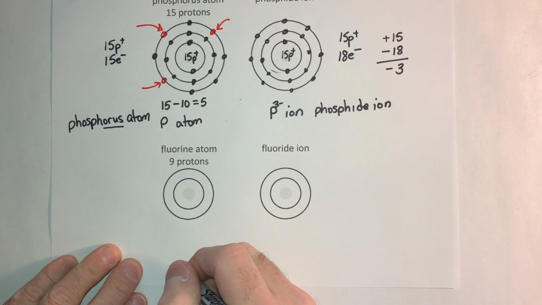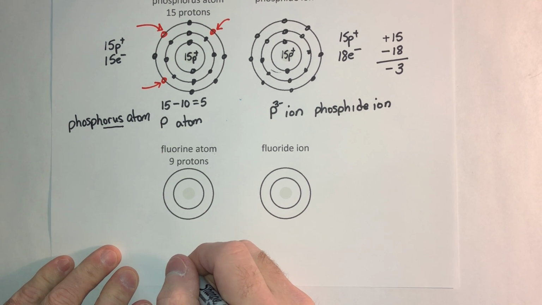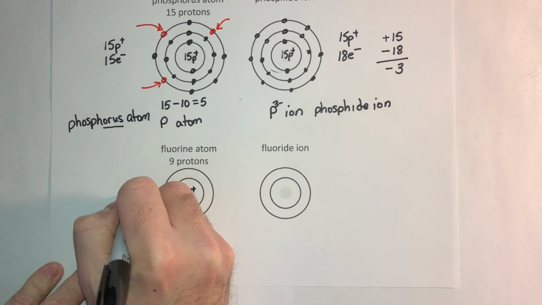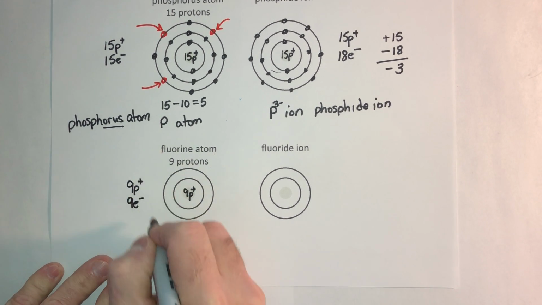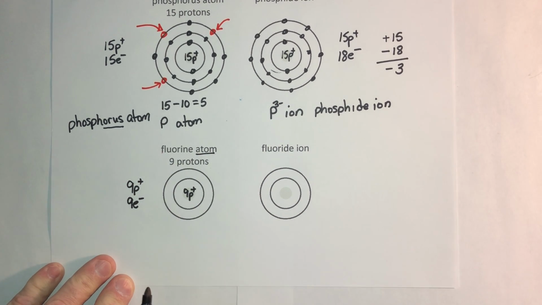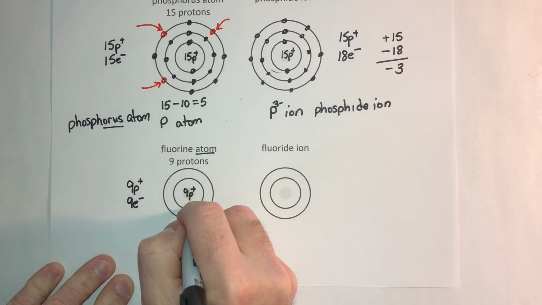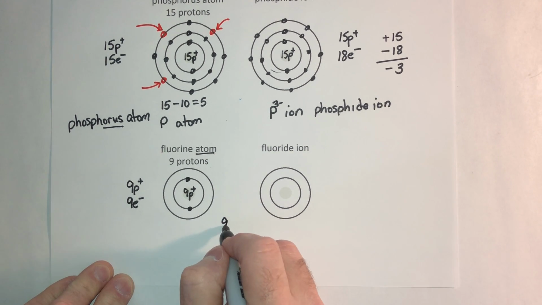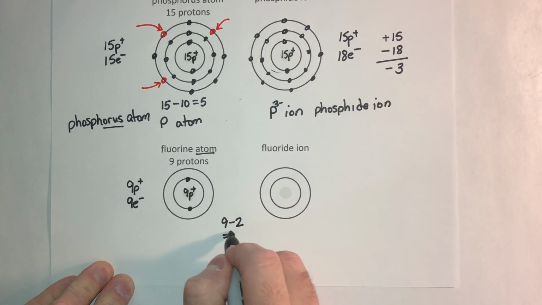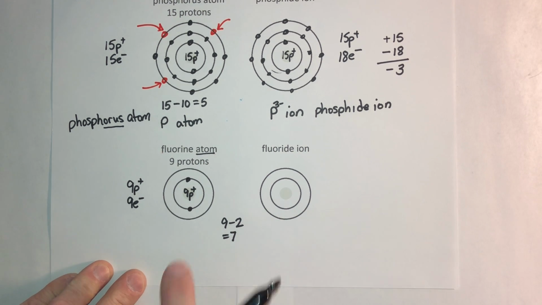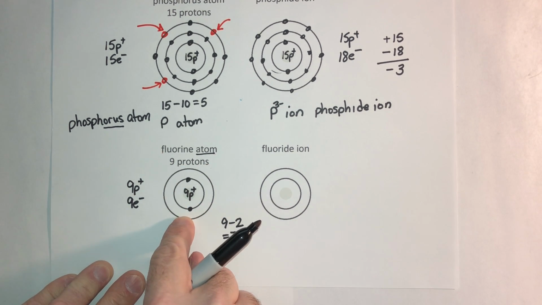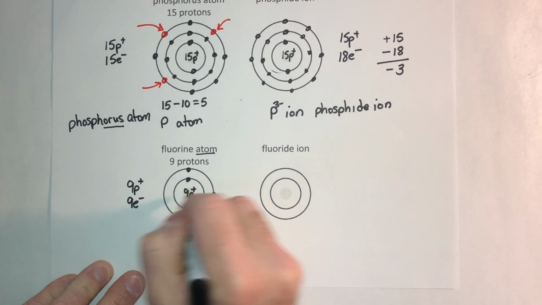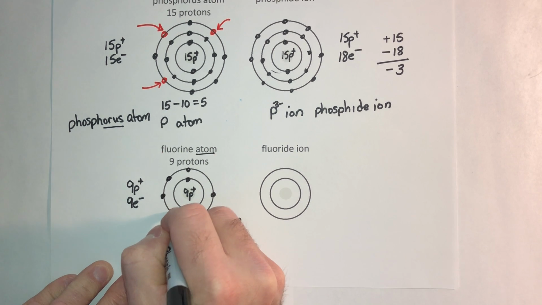So let's say we're talking about a fluorine atom. Fluorine atoms have 9 protons. If you've got 9 protons, then you're going to have 9 electrons because the atoms are electrically neutral. So I'll put the first 2 electrons in the first ring. Now, you had 9. I've just used up 2, so that means you've got 7 electrons left. This second ring can hold 8, but you've only got 7. So 1, 2, 3, 4, 5, 6, 7.